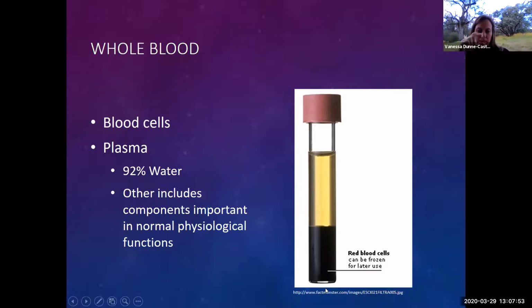So down here at the bottom, you'll see this concentrated, really dark red thing. This is your red blood cells, but also you'll find your white blood cells in this region too.